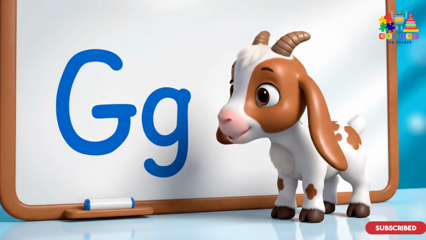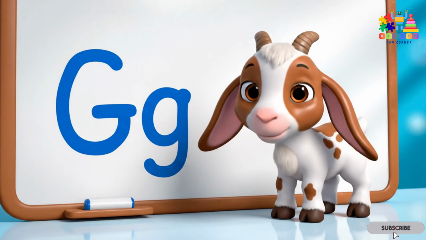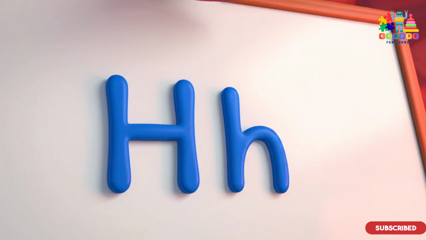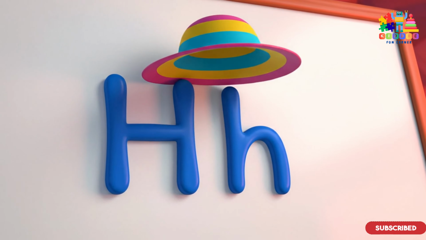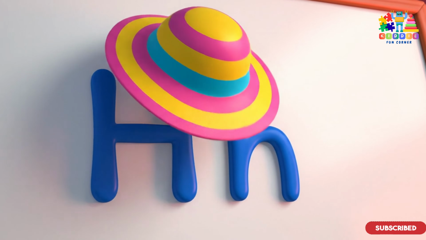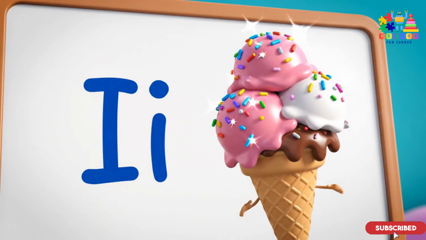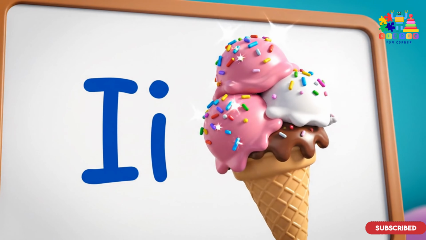This is letter G. G is for goat. This is letter H. H is for hat. This is letter I. I is for ice cream.